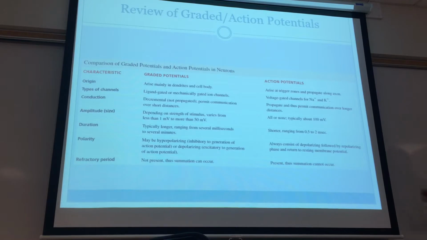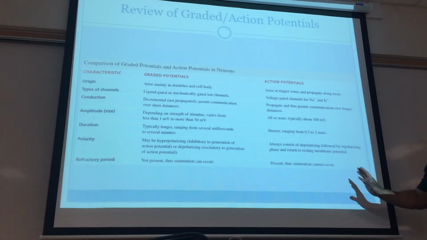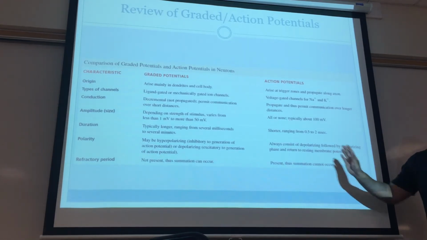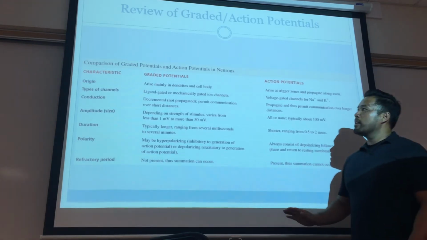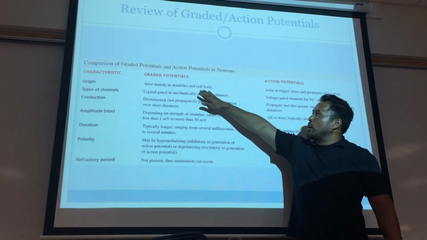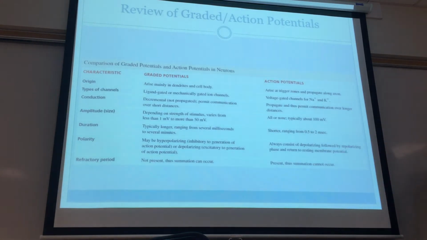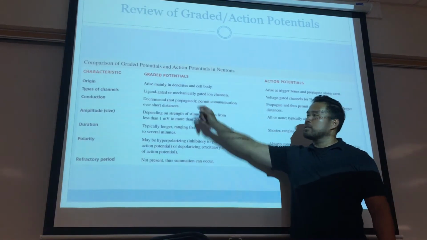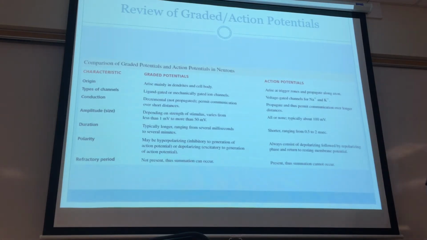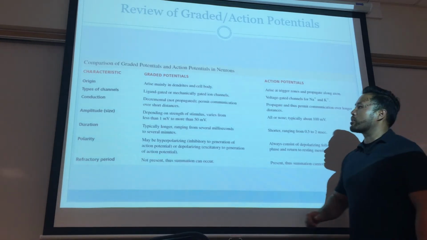All right, so this last piece will help you, and I would highly suggest that while you're studying, you go through and compare your graded and action potentials to understand what's taking place. Some of the key things you're going to see are the origins of graded potentials, mostly in the dendrites as well as the cell body. The types of channels for graded potentials are ligand-gated, neurotransmitter-binding gated channels, as well as mechanically gated ion channels. We didn't really talk much about mechanically gated. Those are our sensory neurons that we'll talk about in next week's lecture.